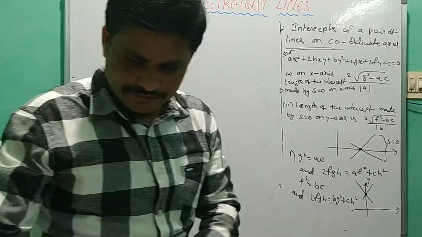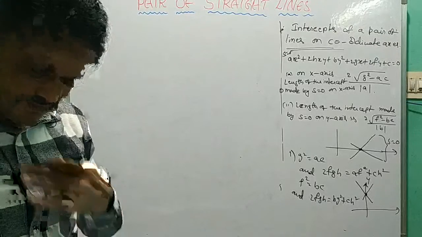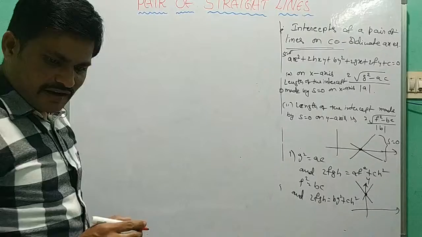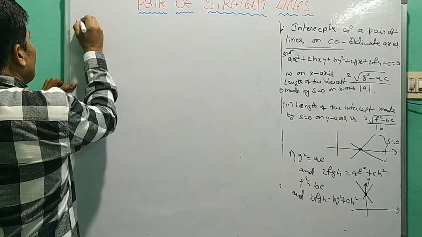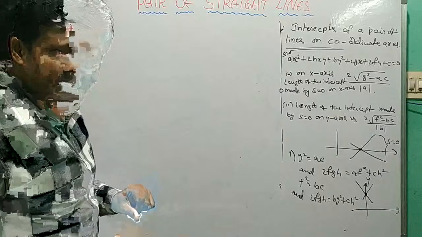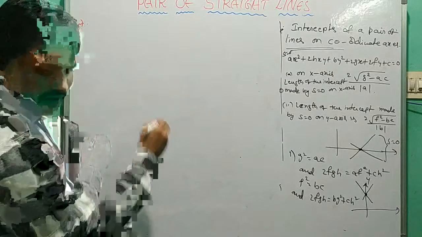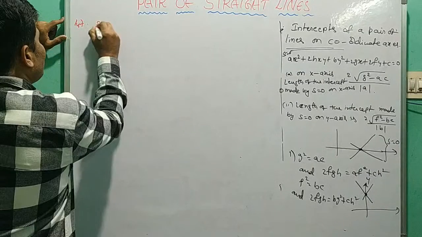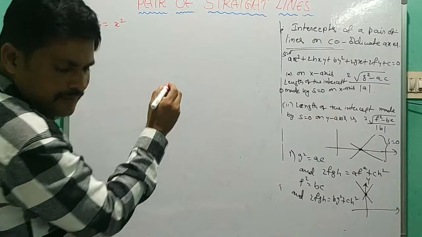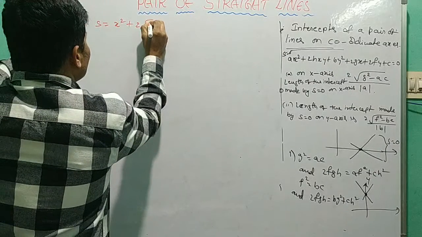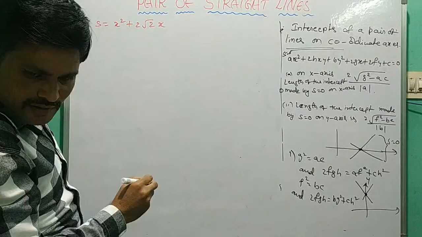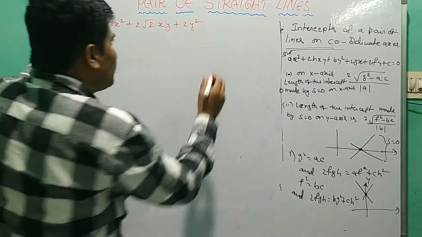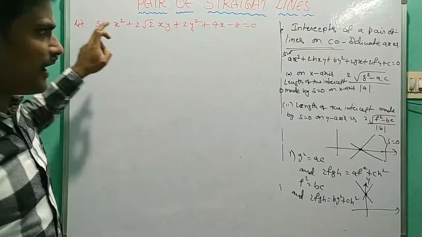Next problem. Between parallel lines, here a pair of straight lines is given. In that problem 47, the given equation is x square plus 2 root 2 x plus 4x minus 8.